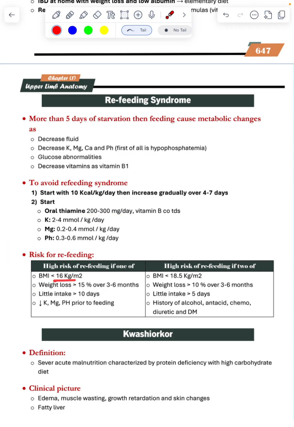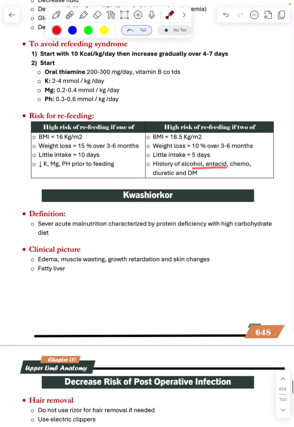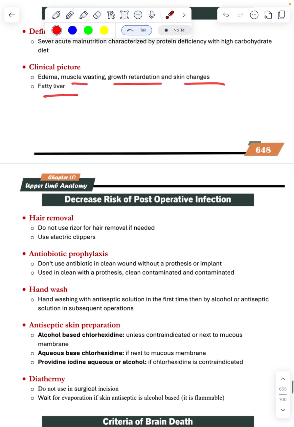High risk if one of the following: BMI less than 16, weight loss 15%, little intake less than 10 days, low potassium level; or two of the following: BMI less than 18, weight loss 10%, little intake for 5 days, history of alcohol. Severe malnutrition is characterized by protein, energy, and carbohydrate deficiency, muscle wasting, growth retardation, skin changes, fatty liver.